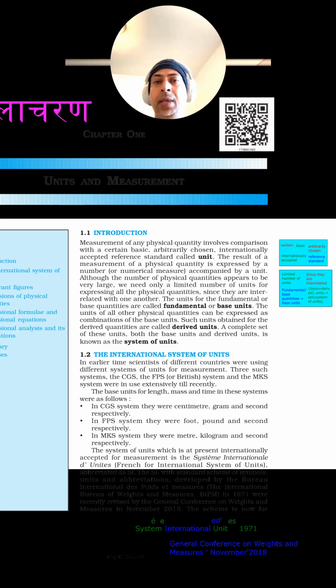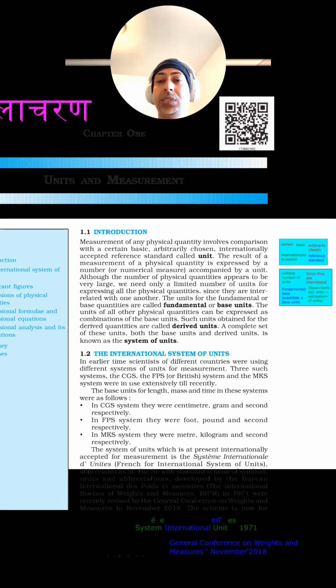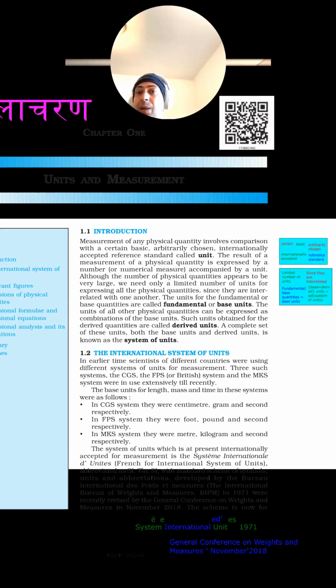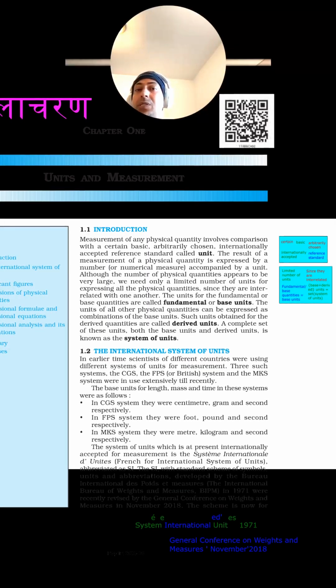The units of all other physical quantities can be expressed as combinations of the base units. Such units obtained for the derived quantities are called derived units. So there are base units and derived units, and the complete set of base units and derived units is called system of units.